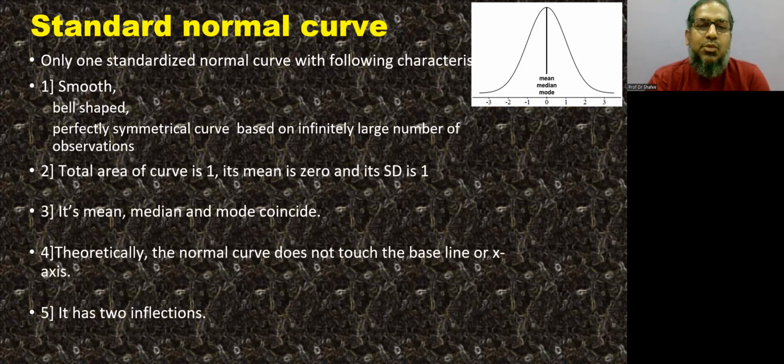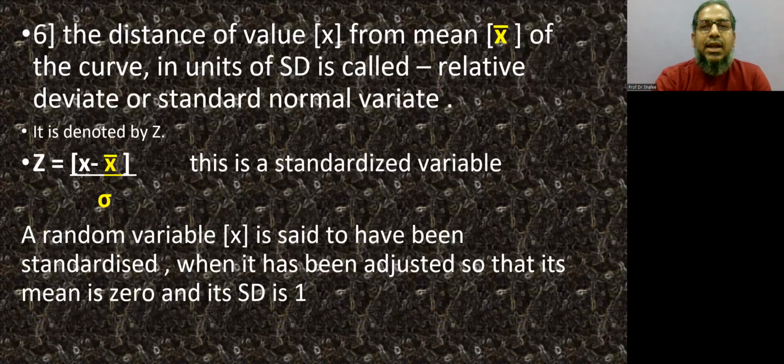Its mean, median, and mode will coincide. The measures of central tendency for the normal distribution curve will coincide. Theoretically, the normal curve does not touch the baseline or x-axis. So whenever you draw the standard normal curve, it should never touch the baseline or x-axis, and it has 2 inflections. These are the characteristics of the standard normal curve.